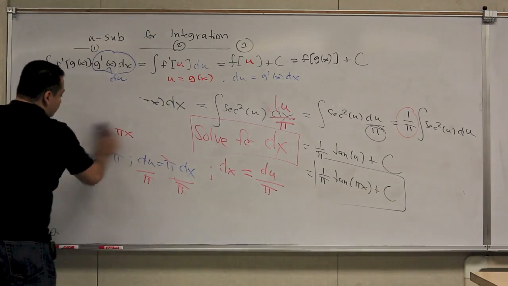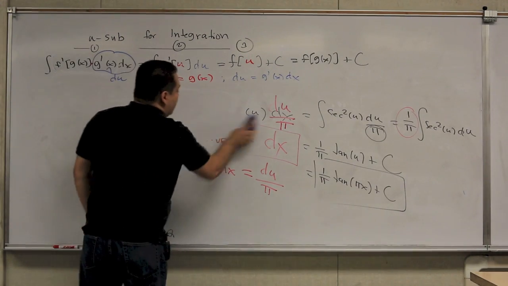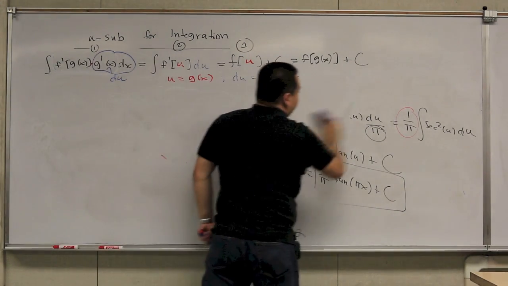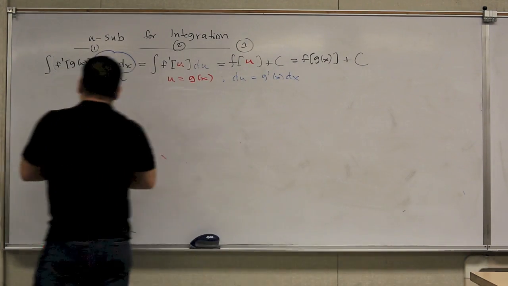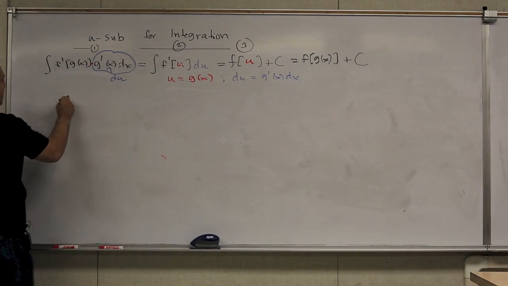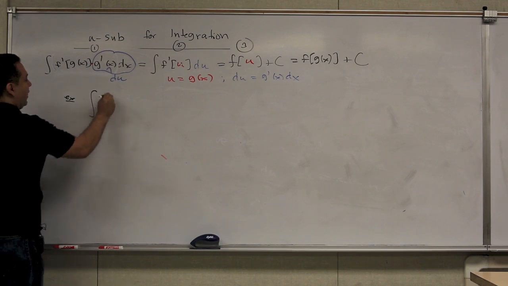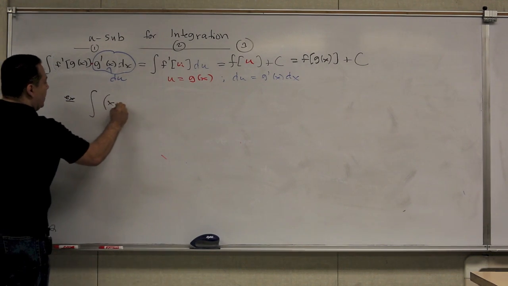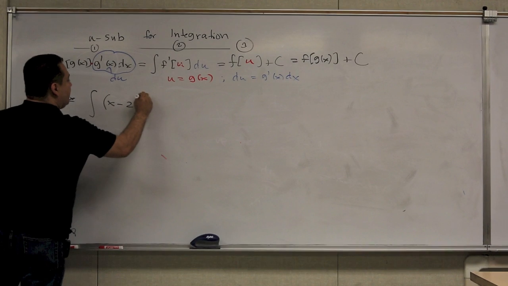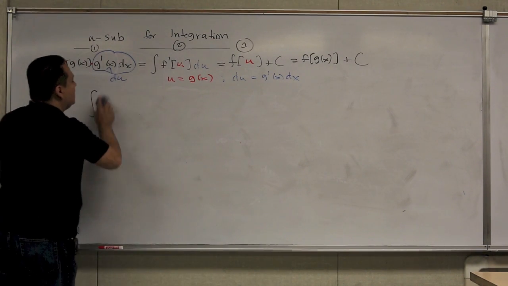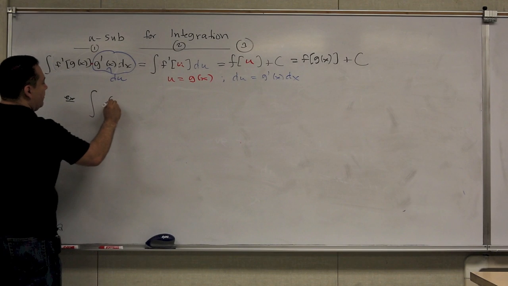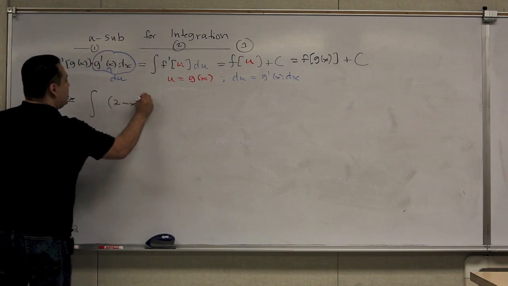So let's see how this works. If you have, for example, here, let's integrate x minus 2, let's say this is to the 10th power dx. All right, no, let's do it 2 minus x. Okay? 2 minus x to the 10th power dx.